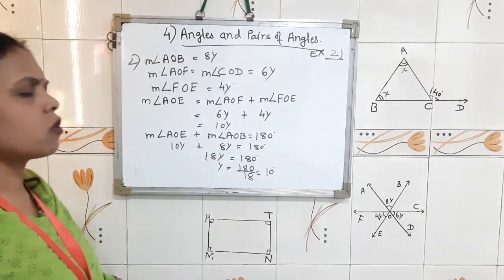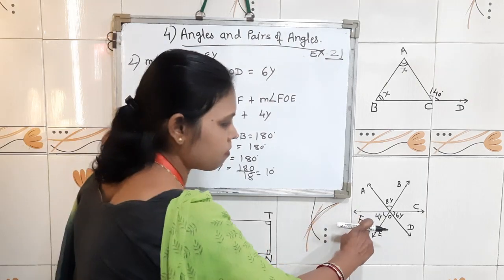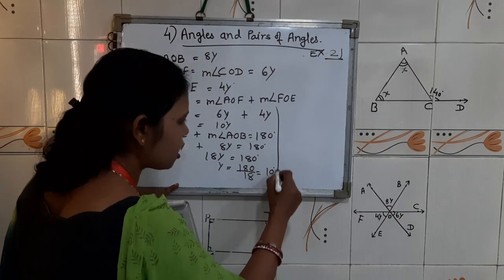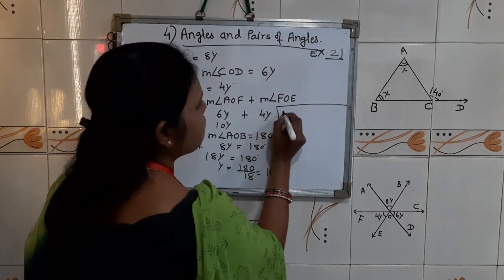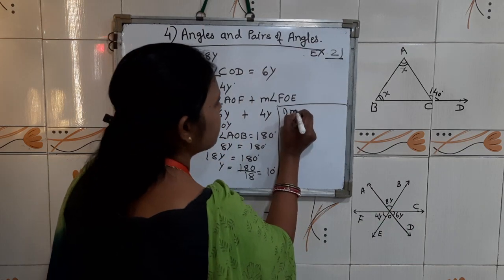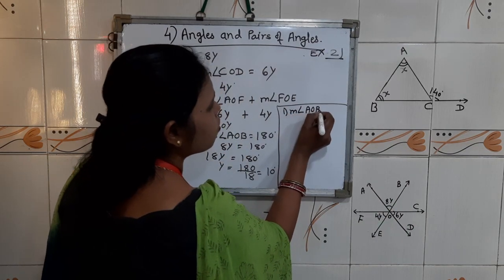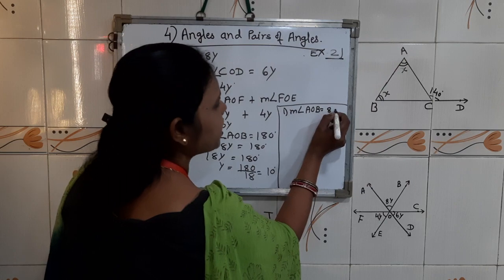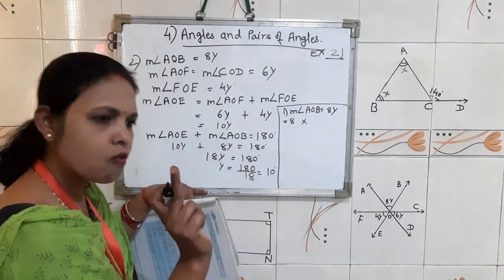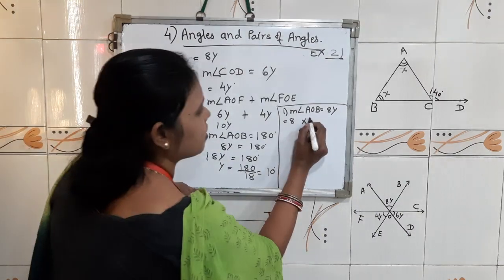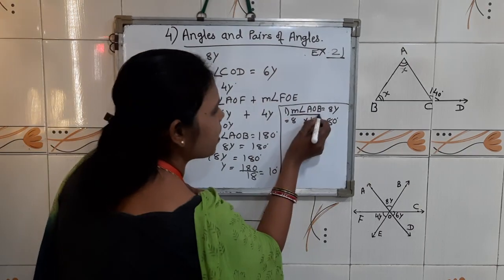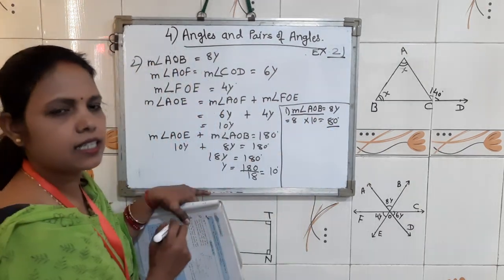What we want to find out? All these measurements, 4y, 6y, 8y. Then one by one write down all measurements. First one, measurement of angle AOB equal to 8y. That is 8 into the value of y, that is 10. That is 80 degree. Measurement of angle AOB, 80 degree.